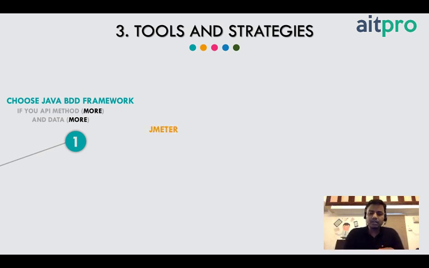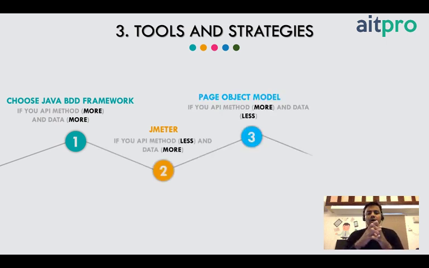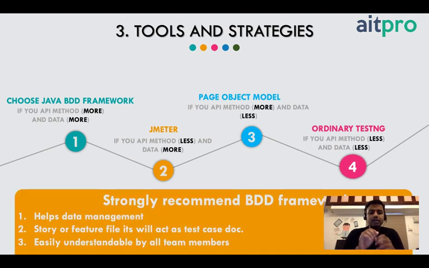But you might be saying, no, my API has fewer methods but more data. There are certain APIs that have only one method or two sub methods, but the data they are handling is way out of number, right? If you come to that part, you can just follow JMeter, all right? You don't have to go to BDD and set up a framework, because it's just two simple methods, okay? Just the data part is going to be taken care of. So for that you can go for JMeter.